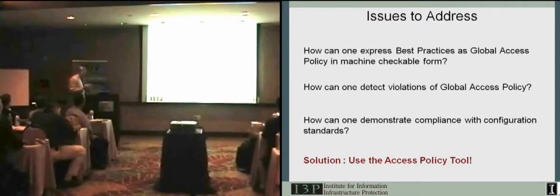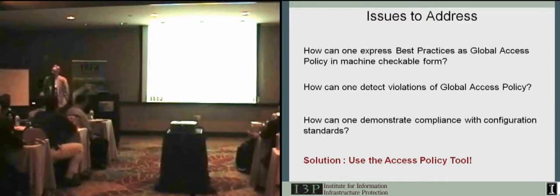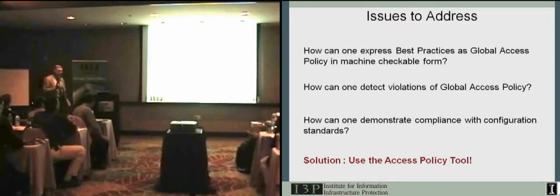So the one question that we've been addressing is how can we take these best practices and express them in a form that's machine checkable, so that it's not interpreted by a human, but is interpreted by a machine. And if we can do that, then how do we go to that network and determine whether the implementation of your policy violates any of these rules that you have specified? So that's a problem.